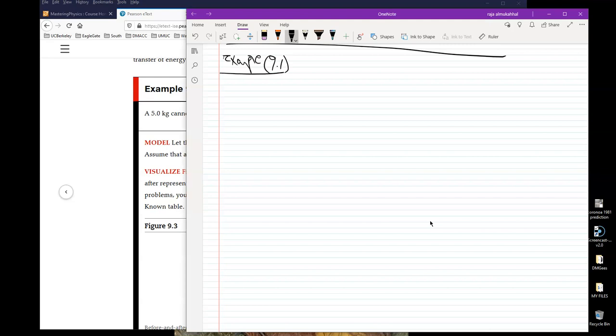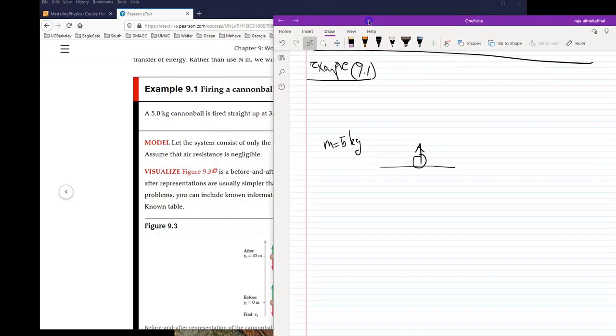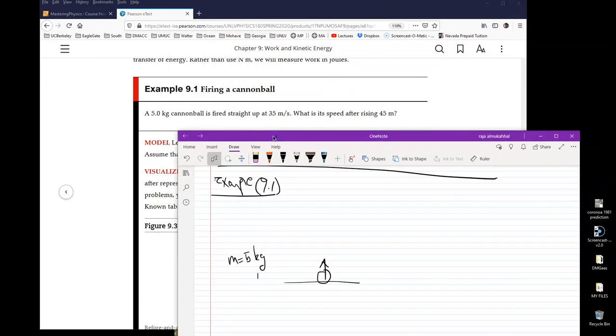So what you have here is the cannonball, with a mass of 5 kilograms. It is fired straight up at a speed v0, 35 meters per second. Okay, what's the speed? So it goes up like that, at a height of 45 meters.